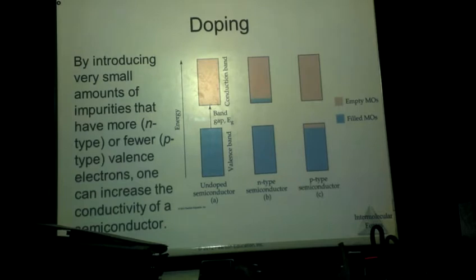What I care about you knowing for doping is just what it means. Doping is adding very small impurities to a semiconductor, so that we can increase the conductivity of that semiconductor. And I want you to know that we can do it in 2 ways. I can do it by adding an atom that has a little bit more valence electrons. So now I'm filling just a couple electrons in that anti-bonding molecular orbital.